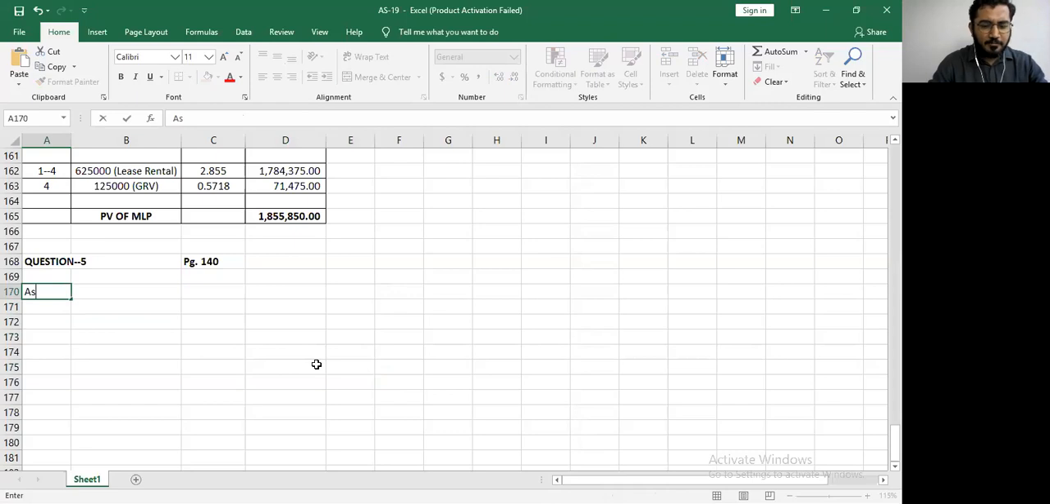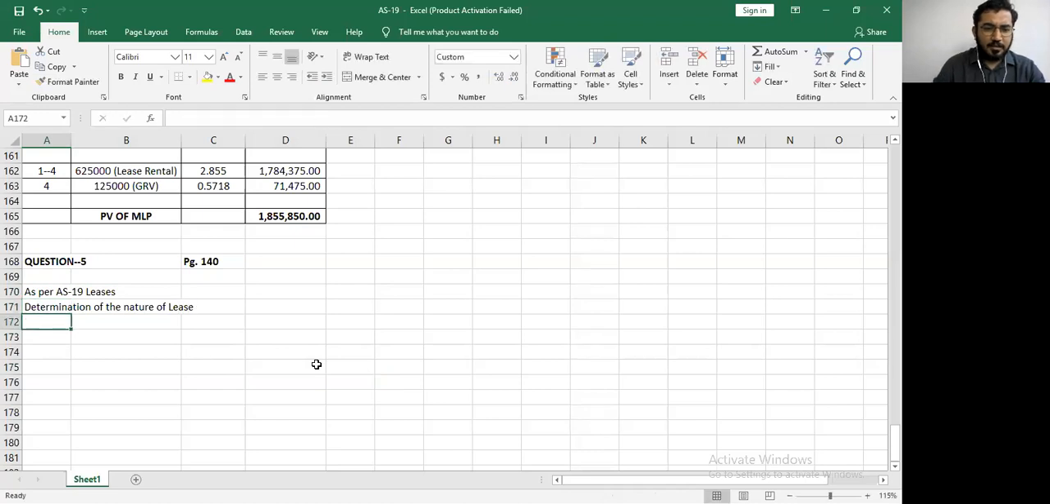Your first statement will be, as per accounting standard 19 leases. Right, karna kya hai? State whether the lease constitutes finance lease or not. So determination of the nature of lease. We are trying to determine the nature of the lease, right? Since we are trying to determine the nature of the lease, we will have to look at the 6 conditions that we have. So let's focus on that.